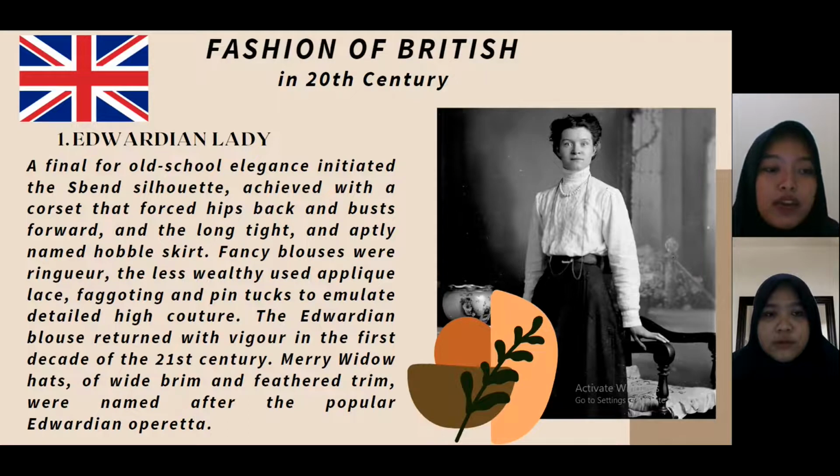Pertama ada Edwardian Lady, a final for old school elegance, imitated the S-shaped silhouette, a shape with a corset that forced hips back and bust forward, and a long tied and aptly named hobble skirt. Fancy blouses were ringwear; the less wealthy used appliqué lace, figuring the detail of high quarter.